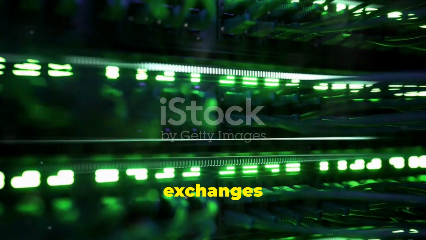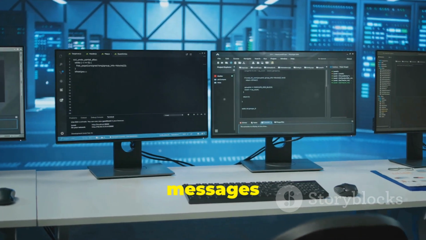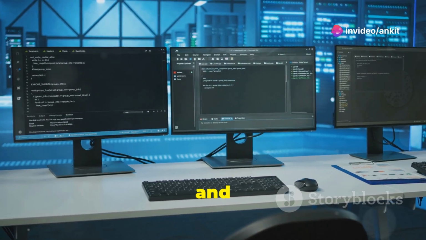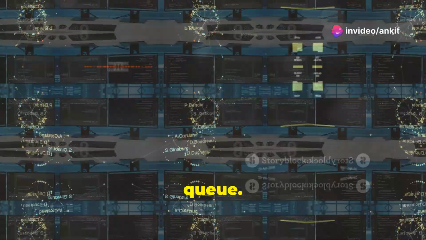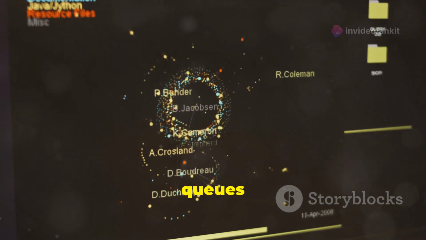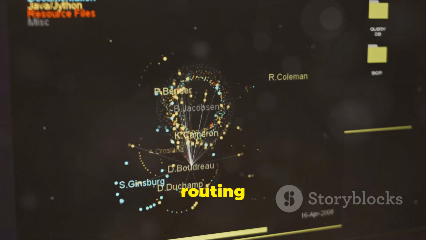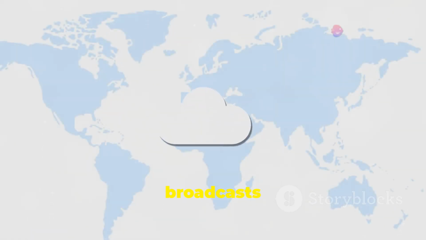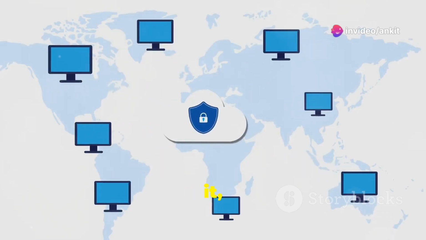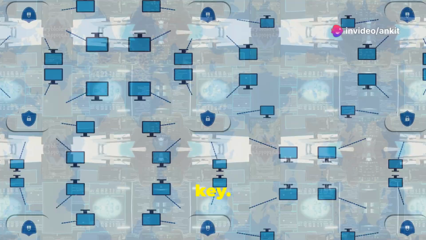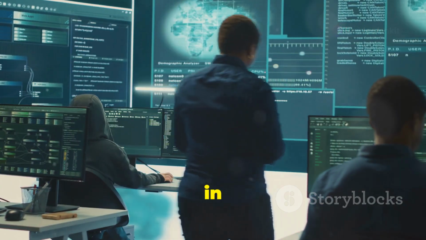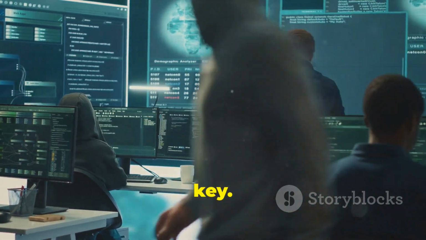There are different types of exchanges. Direct exchange routes messages to queues based on an exact match between the routing key of the message and the binding key of the queue. Topic exchange routes messages to queues based on pattern matching between the routing key and the binding key. Fan-out exchange broadcasts messages to all queues bound to it, regardless of the routing key. Headers exchange routes messages based on the headers in the message, rather than the routing key.